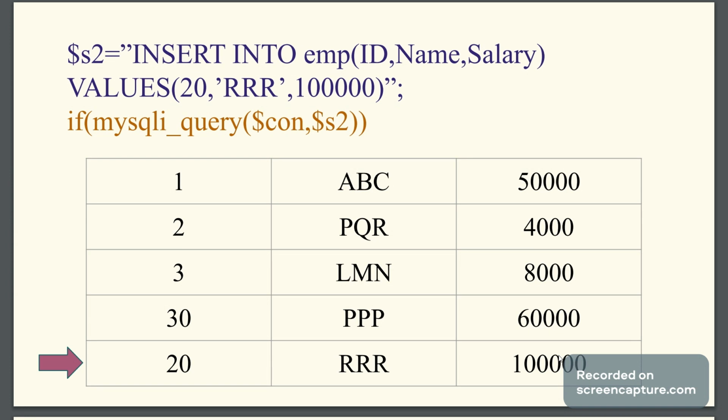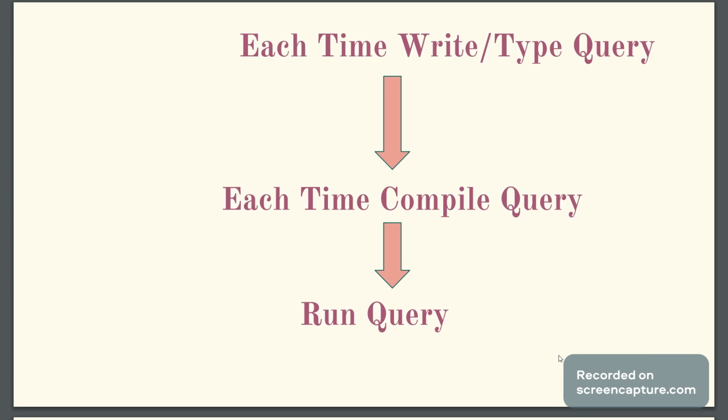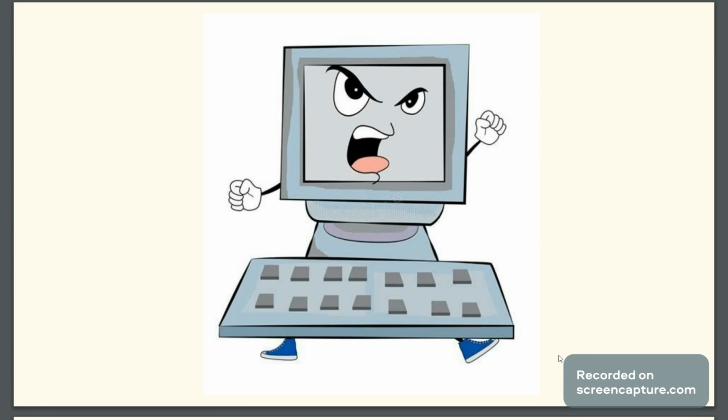But by using this pattern, what do we observe? Writing query each time we need to type it, that is okay, but the line of code will increase, and each time the query will be compiled by the compiler. If 100 times I write insert into table name values, 100 times that insert into query will be compiled and then it will be executed. So it becomes an overhead to the compiler.